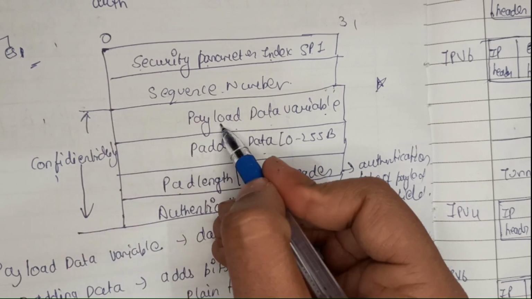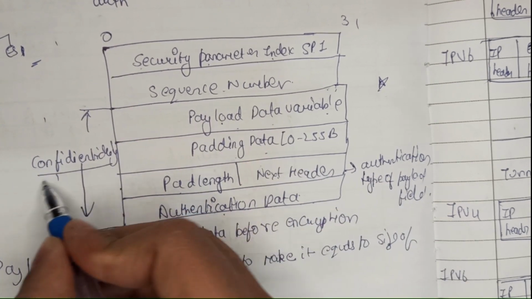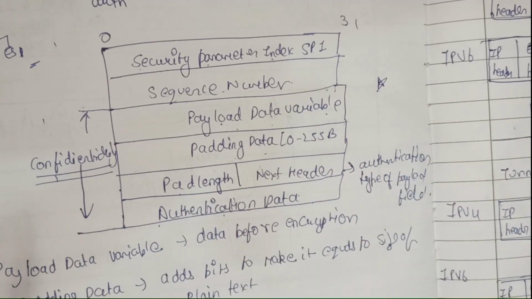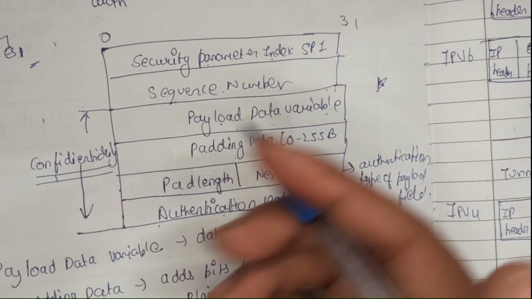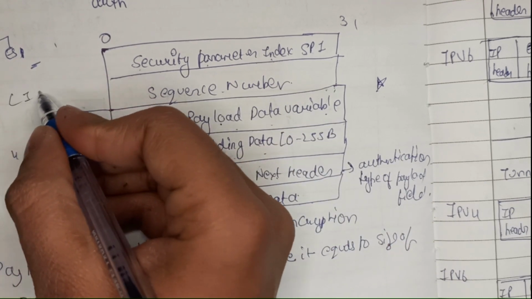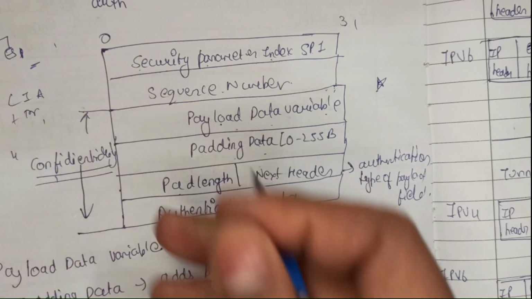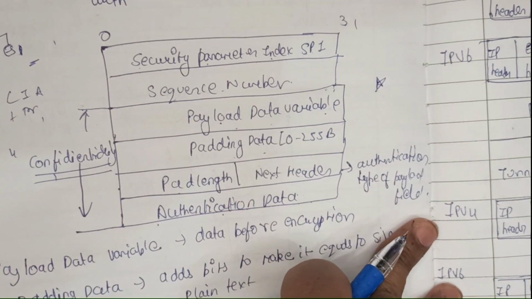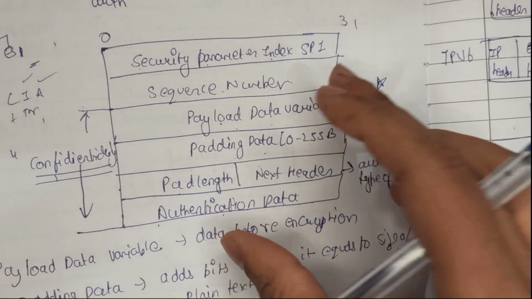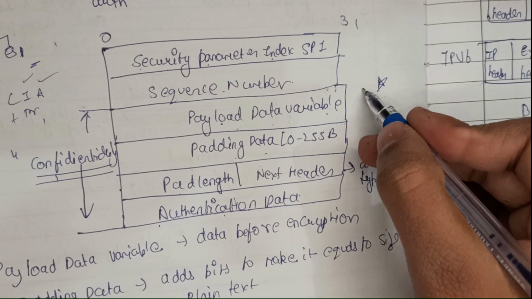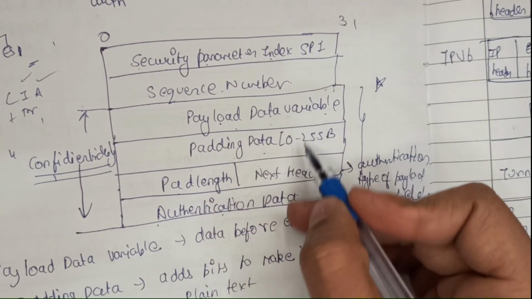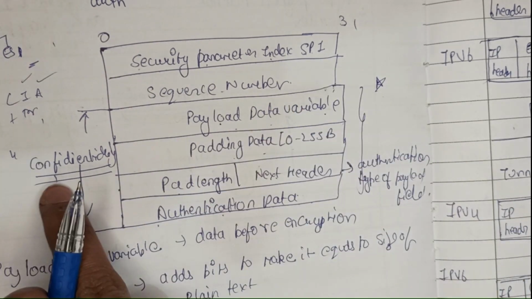So payload data variable to authentication data is kept confidential, it is very confidential in nature. For example, if you are sending some data in a bit, whatever data is in the bit should be confidential. If you have seen the video, I have already explained the CIA triad. So when we are using IP, internet protocol, there should be confidentiality, integrity and authenticity. So the encapsulating security payload does this: the payload data variable, padding data and all of this are in a confidential manner.